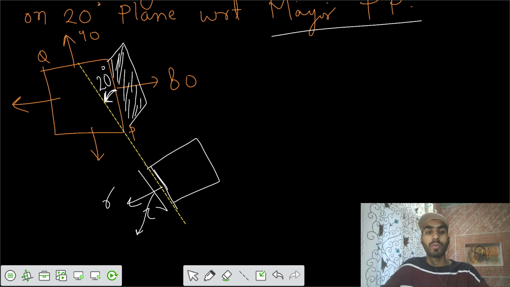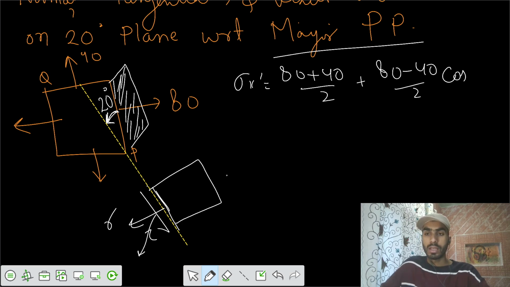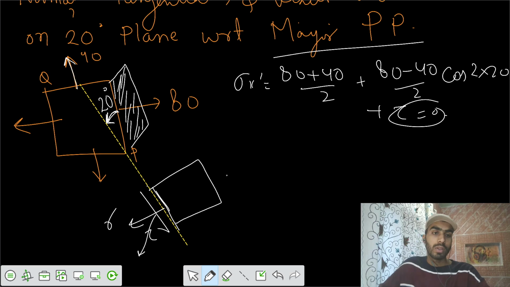So we have those equations. We can write that sigma x dash equals sigma x plus sigma y by 2, plus sigma x minus sigma y by 2 cos 2 theta, plus tau value is 0, because these two planes are principal planes, with principal stresses, since no shear stress is acting on these planes P and Q. So we can say these two values are principal stresses.